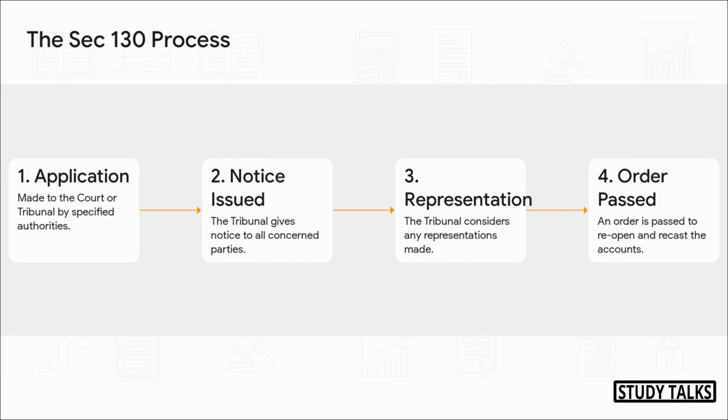So how does this actually happen? Well, it's a formal legal process. An authority applies to the tribunal, but the tribunal doesn't just make a decision on the spot. It issues a notice to everyone involved, giving the company a chance to tell its side of the story. It's only after hearing everybody out that the tribunal might order the accounts to be reopened and redone. And once those new accounts are finalized, that's it. They are final.